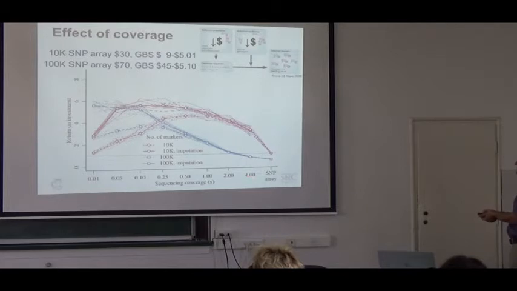As I start to use GBS with lower coverage, you see that the return on investment stabilizes at 5, as before with the low density SNP array. Now, of course, when I start to decrease coverage, the return on investment at some point starts to fall off. This is without imputation, but when I do imputation, I recover pretty much.